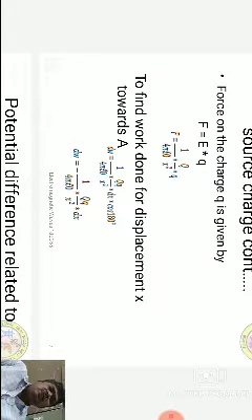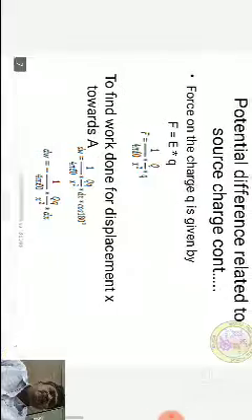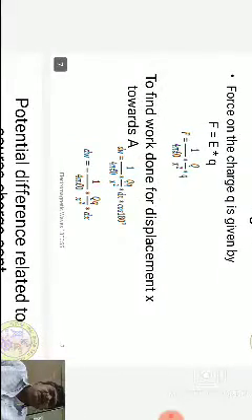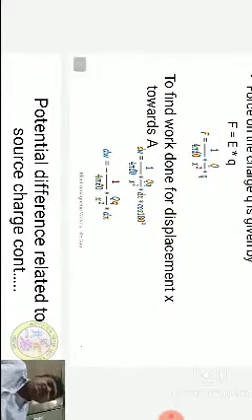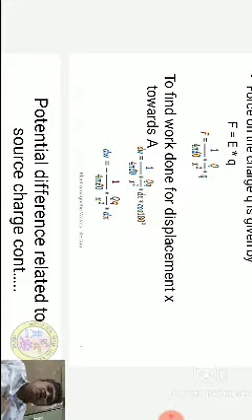And now what is the work done? Work done in moving from point P through a small distance dx. That is the work done. Work done is given by dw. Work done is force into displacement into cos theta. So what is that force? 1 by 4 pi epsilon naught into q upon x square into q upon x square into dx.